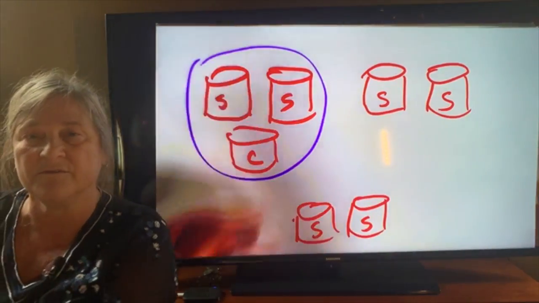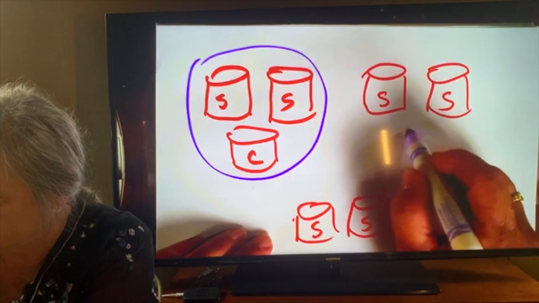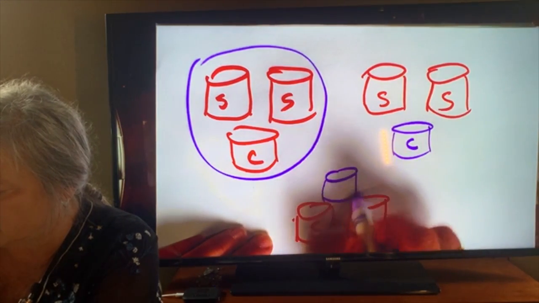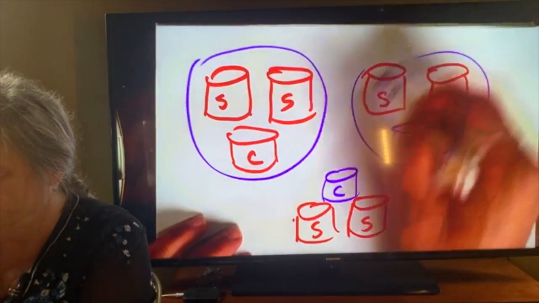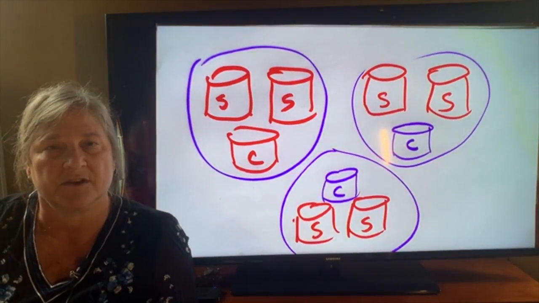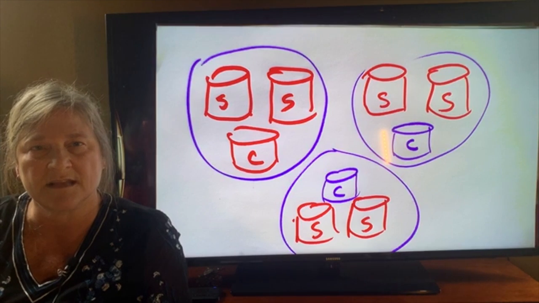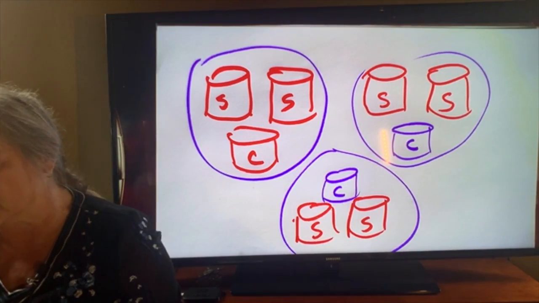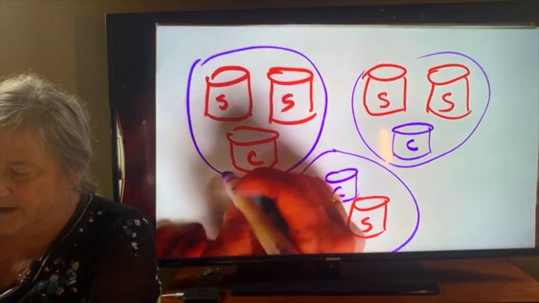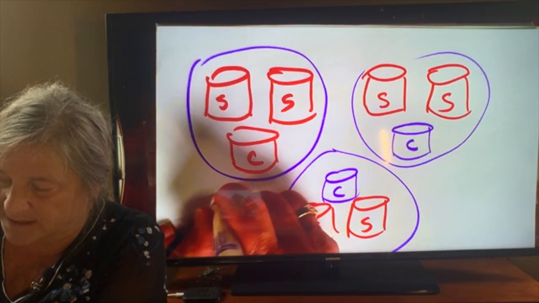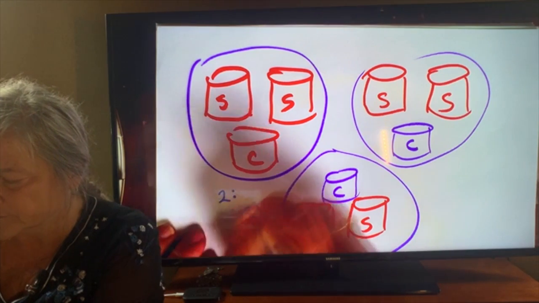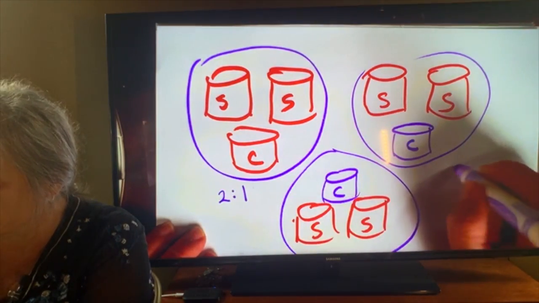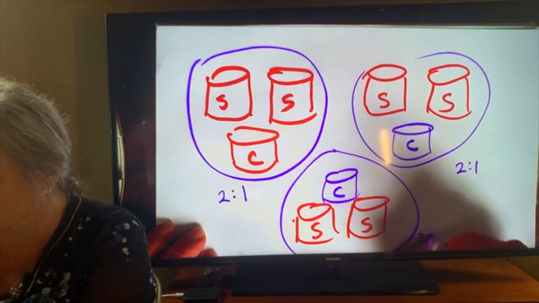So in order for this to taste the same, we have to have another can of crushed here and another can of crushed here. So now we have the complete ratio, so it'll all taste the same. If we didn't have those other cans of crushed, it'd just be super soupy, and that's not good. Our regular recipe is 2 cans of sauce for every 1 can of crushed, so this one is also 2 to 1, and this one is also 2 to 1.